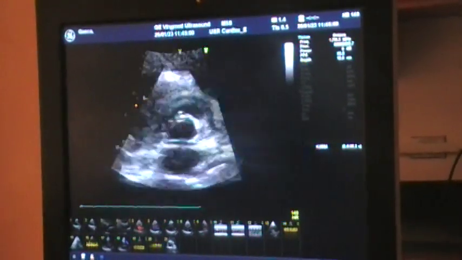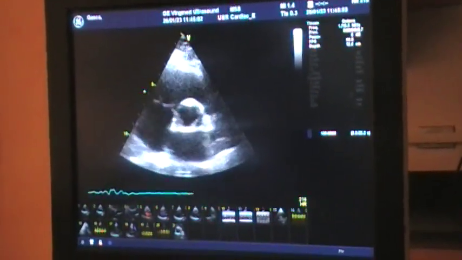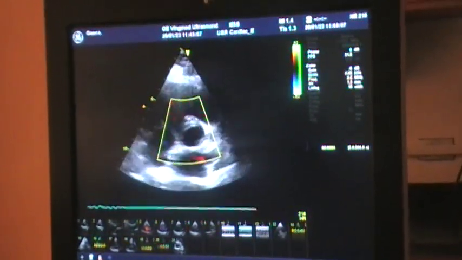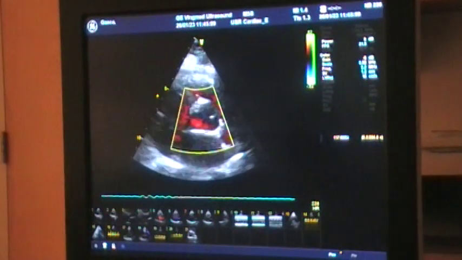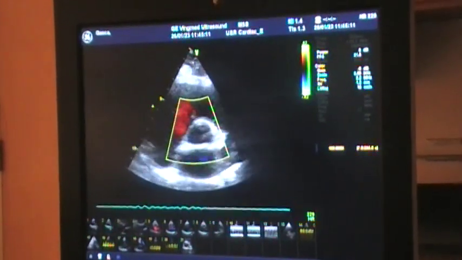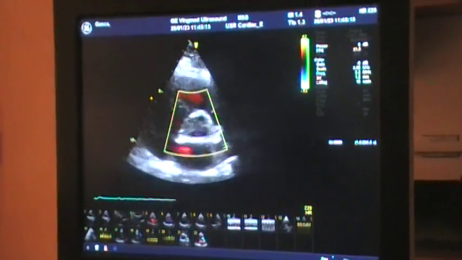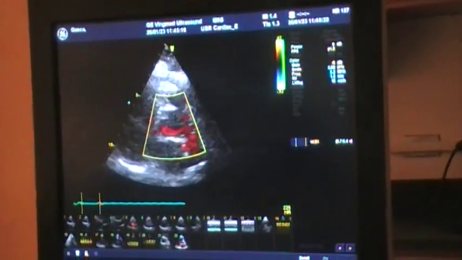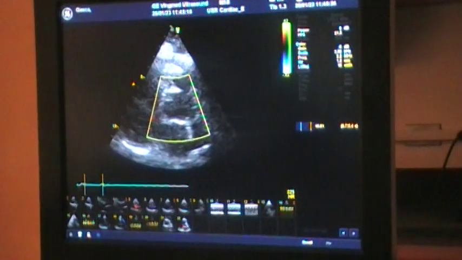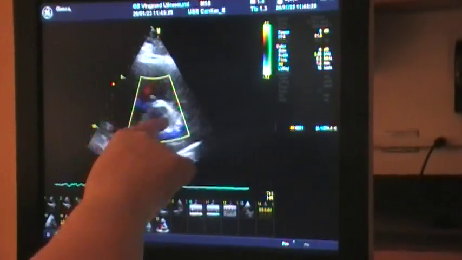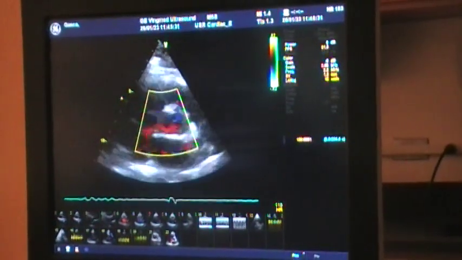And then I usually come back off of zoom to do my color here, but you can do it zoomed up. The flow here, you just want to make sure there's not flow when it's closed. So you're looking for insufficiency here. You should see the color completely go away. It's hard to see because it is happening so fast, but if you cine through it, you can see when it's closed, right there, there's no color. If there's insufficiency, you'll actually be able to see a little dot of flow that stays there when it should be closed.